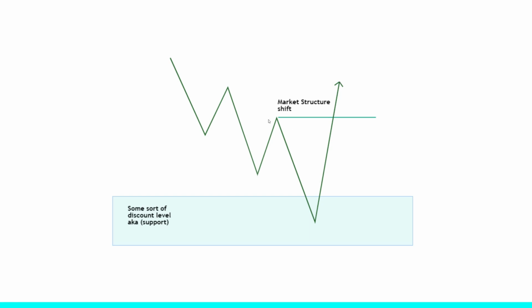We have a market structure shift, and then if we get some sort of retracement back into, let's say, the 60 to the 70, 79, we can look for a higher low to form, and then we look for a next higher high. So this is why it's important to understand the concepts of a market structure shift, because we want to identify exactly when the market has potentially reversed.